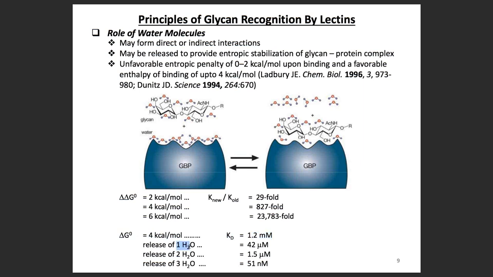But in this process, if one molecule of water is released, and this is tightly bound water, which typically gives high energy, then the binding affinity goes down to 42 micromolar. If two water molecules are released, it will go to about 1.5 micromolar. So affinity increases dramatically. And if three water molecules are released, the affinity would increase to 51 nanomolar. In order for a molecule to succeed as a drug, most of the time, people look at nanomolar affinity, right? So in terms of drugs and design, you have to always consider targeting sites in which there are bound water molecules that can be released upon the molecule that you're trying to design binding to it.